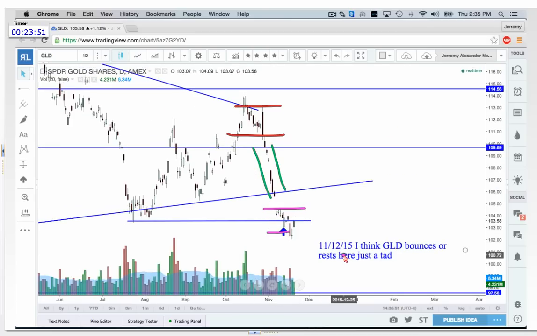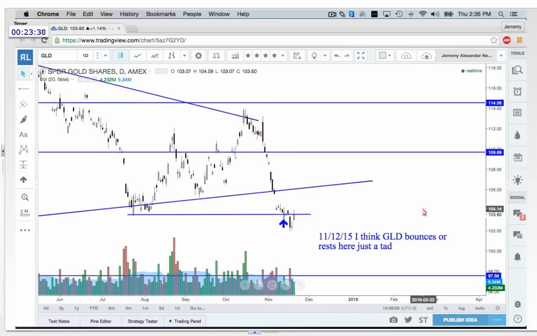Distribution phase, public participation phase, accumulation phase. Wild, I know, but this stuff works, man. Dow theory is spot on. So this is an accumulation phase where we're likely going to trade sideways a little bit on gold, and from here I'm going to see what direction it bounces.